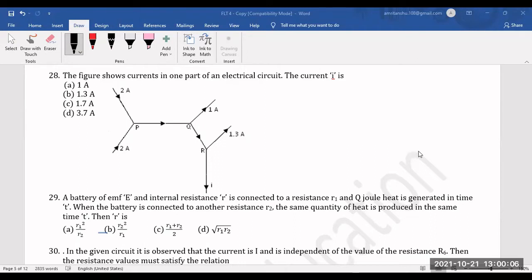Moving on to question number 28, you can see this is based on Kirchhoff's node law, Kirchhoff's current law, KCL. 2 and 2 will make 4 amperes of current here, correct? And 1 ampere goes from this node, so the remaining current will be 3 amperes. Now 1.3 ampere goes into this node, so how much will remain here? You can just subtract 1.3 from 3, which gives 1.7 amperes. So the correct answer for this is 1.7 amperes.